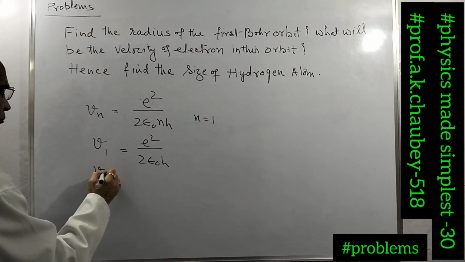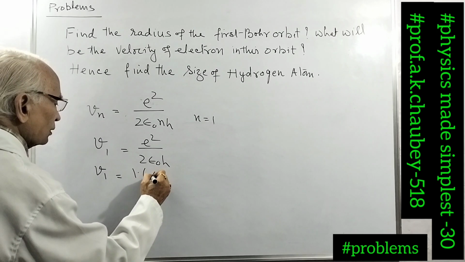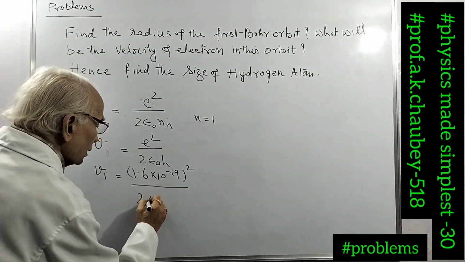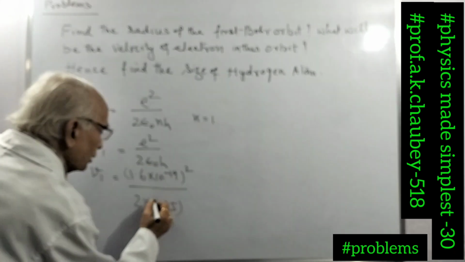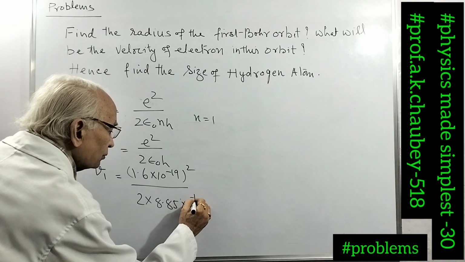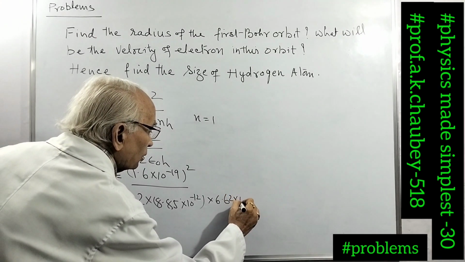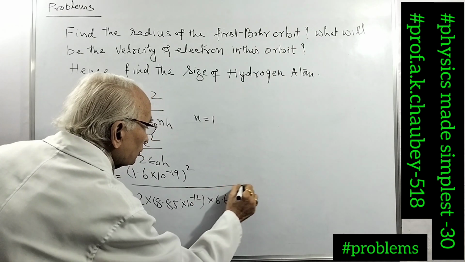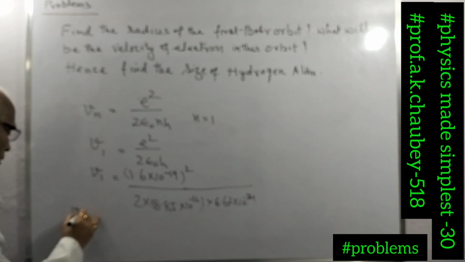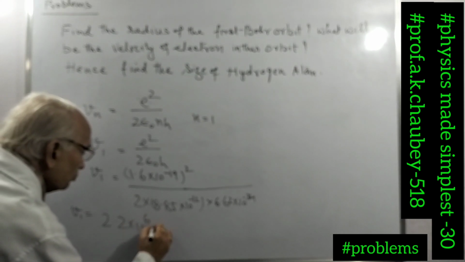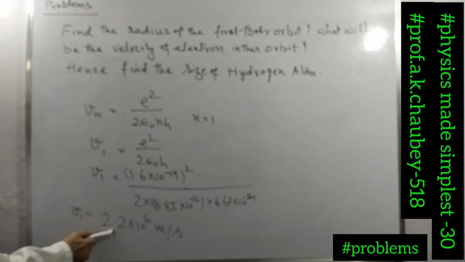V1 will be equal to 1.6 into 10 to the power minus 19 coulomb, squared, divided by twice 8.85 into 10 to the power minus 12 for epsilon naught, and h, 6.62 into 10 to the power minus 34. Solve this and find V1. V1 is 2.2 into 10 to the power 6 meter per second. So this is the velocity of the electron in the first Bohr orbit.